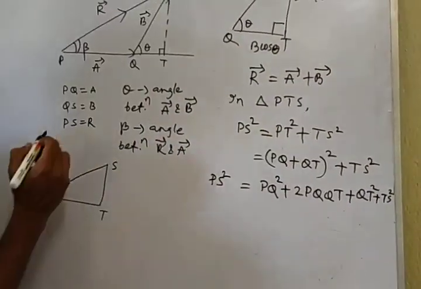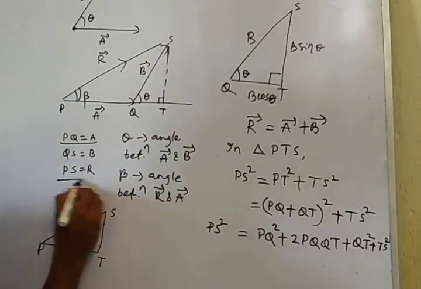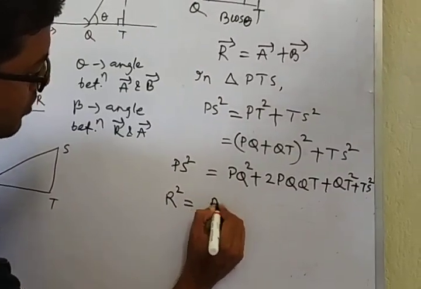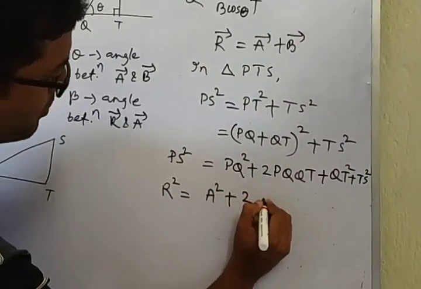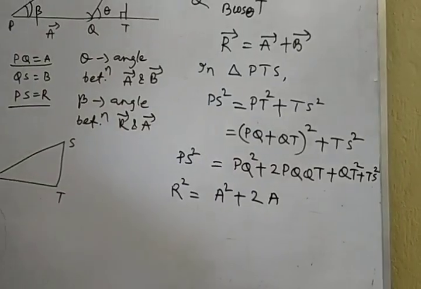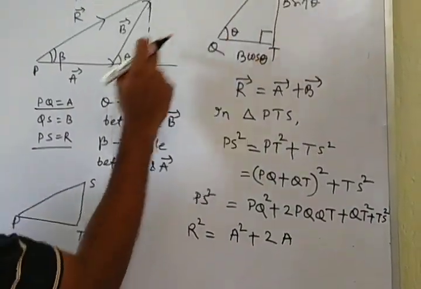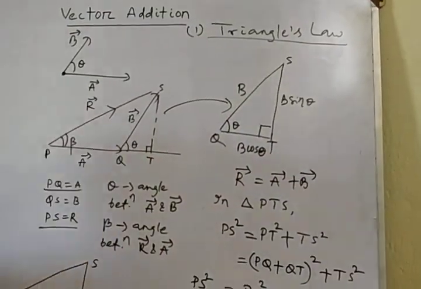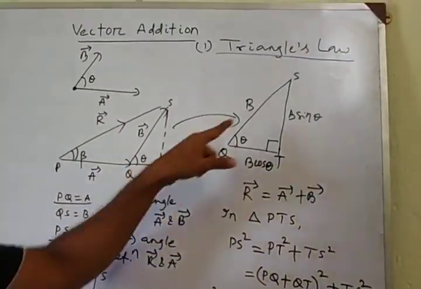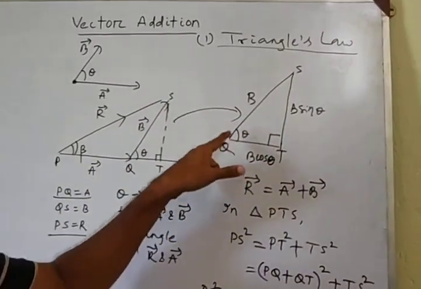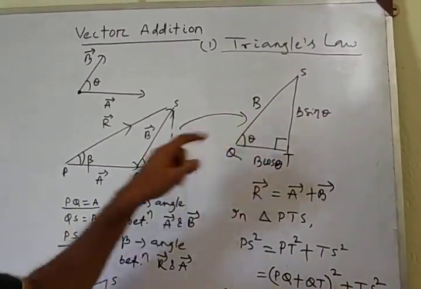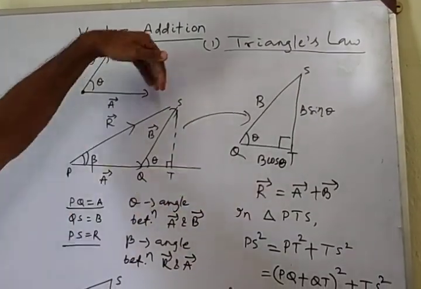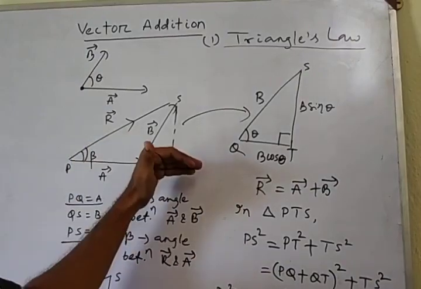Now I know PQ is A and PS is R, so just put the values. R square equals, for PQ you can put A, A square plus 2 into A. Let's consider another diagram. I have zoomed this SQT triangle here for your convenience. SQ is B and this is theta. I have dropped a perpendicular ST on PT. I repeat, I have dropped a perpendicular ST on PT.